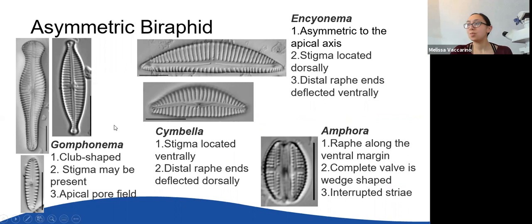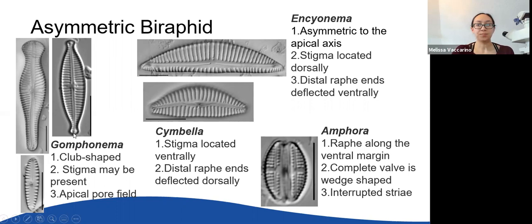Gomphonema is one of the more commonly identified genera, and especially Gomphonema parvulum, you may have heard. There's a lot of different species that may be called that. This one is Gomphonema ligowskii. But Gomphonema is quite a diverse group, some of them very hard to differentiate at species level. So on these, again, to get to species, look very closely at the striae count and the size range. Generally, these are club-shaped, and the stigma may be present here, and you can see them. And these guys also have an apical pore field where they may make some stalks.